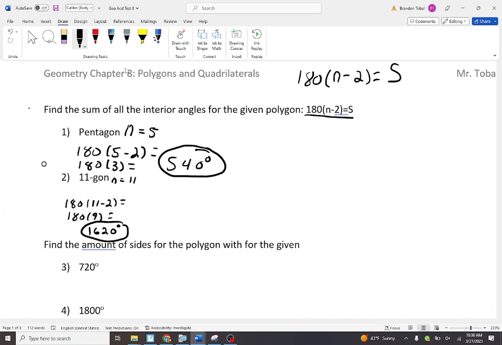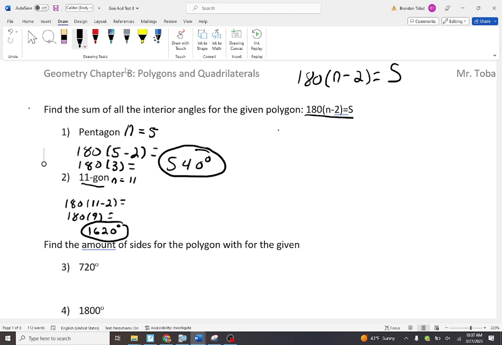Why did you subtract 2 again? It's how many triangles are inside the shape. It's how many sides you have minus 2. No matter what shape, it's minus 2. Think of a triangle: a triangle is 3-sided, minus 2 is 1 triangle in there. Why does n equal 11? It's how many sides it has. Since it's an 11-gon, it's 11. So the final answer would be 1620.